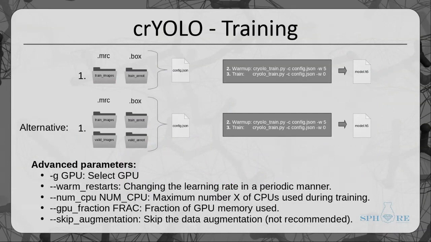A few words for the advanced parameters. You can tell crYOLO to use a specific GPU in case you have multiple GPUs. You can also train on multiple GPUs. This is supported. I have a flag called warm restarts. What it does, it basically changes the learning rate in a periodic manner. In principle, you don't need it for training the big general networks, which I will show you later. But if you train a specific model, you don't need this warm restarts flag.